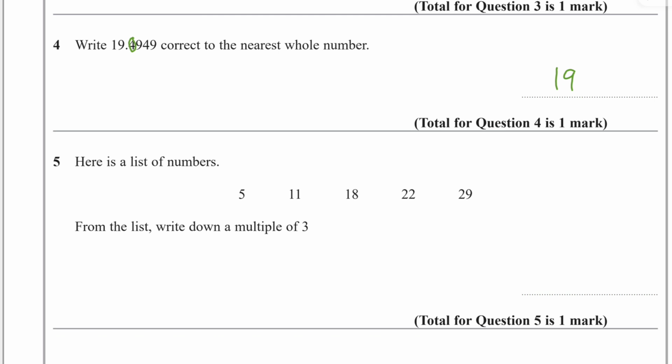Here is a list of numbers. From the list, write down a multiple of 3. So in other words, which one is in the 3 times table? The only one in the 3 times table is 18.